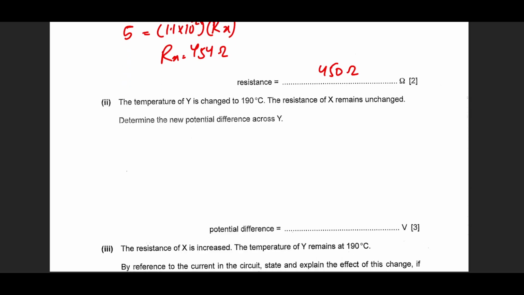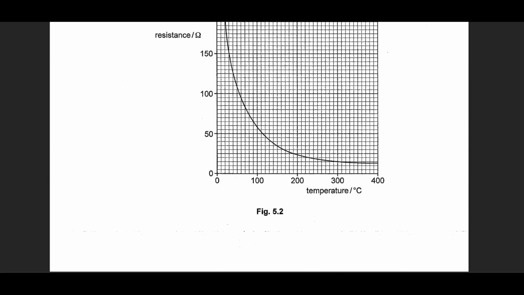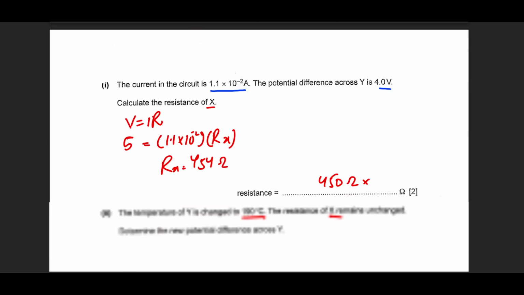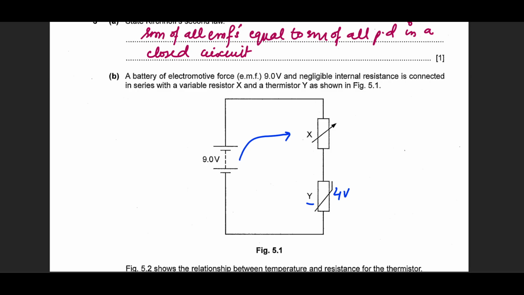He says the temperature of Y is changed to 190. The resistance of X remains unchanged. We are not changing X, but we're going to change Y. He says determine the new potential difference across Y. No problem. We have to go back to use the graph for this. So when we come back to 190, this is approximately at this location. You see that at 190, this is the value, which is actually 25 ohms. So what has changed? This is still 450 ohms, but the thermistor has come down to 25 ohms.